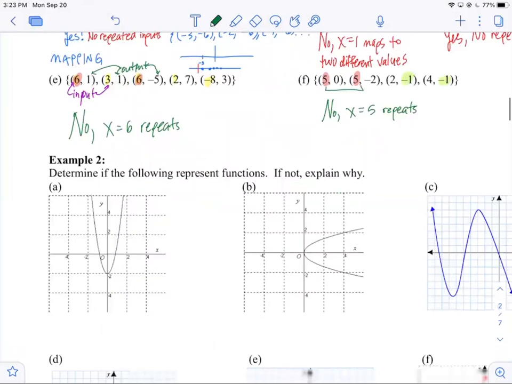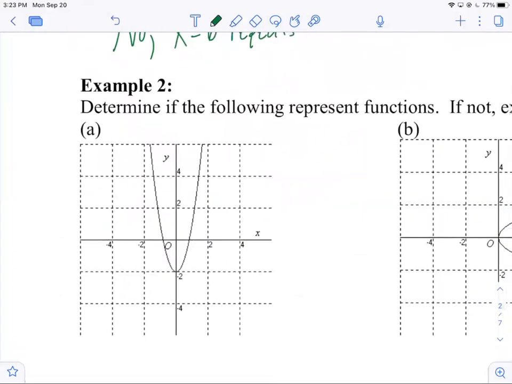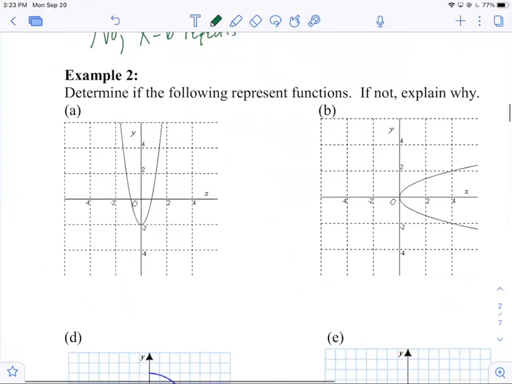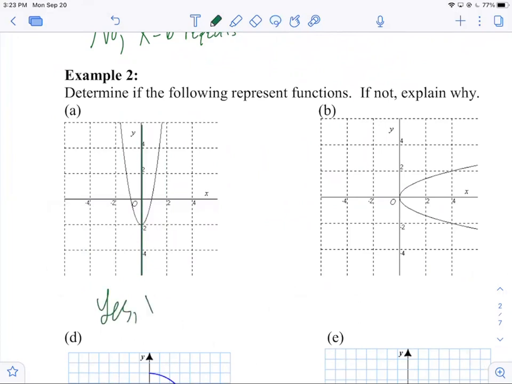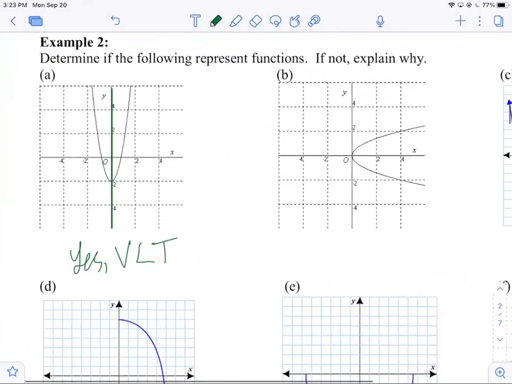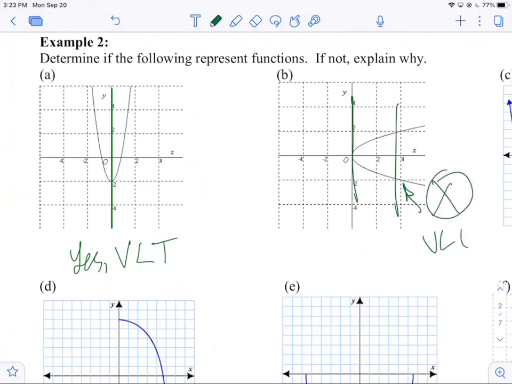All right, now, real quickly here, I know the bell's going to come on, but this is the easy part, right? Are these functions or not? Do they pass the vertical line test? Let's do it real quickly. A does pass, right? So we're just going to say yes, vertical line test. That's what VLT stands for. How about B? No, okay? Right there, boom. This one fails the vertical line test.